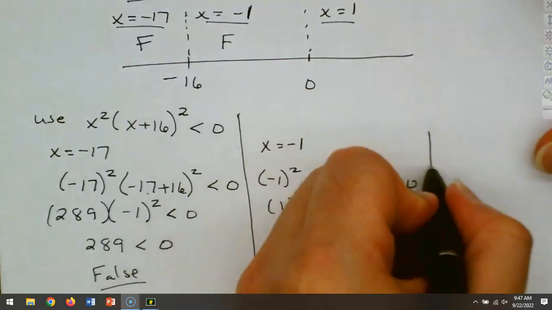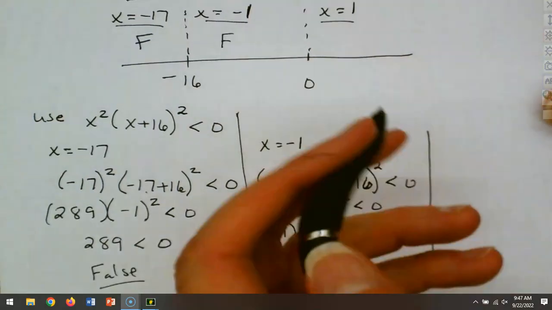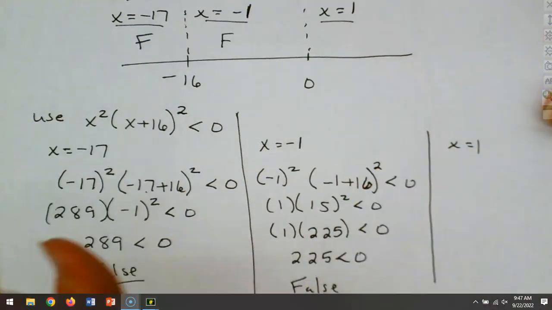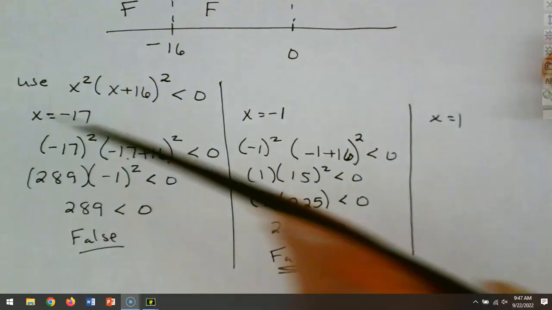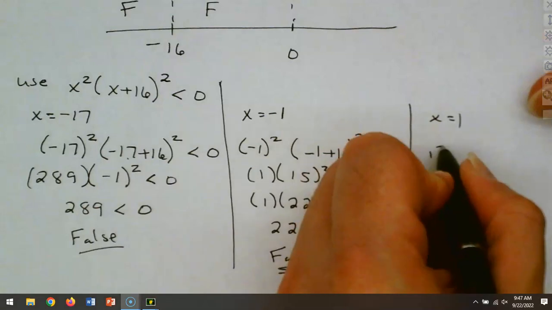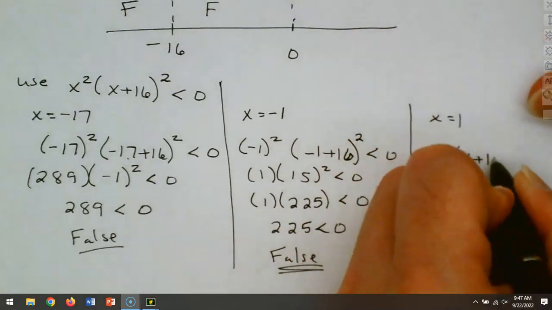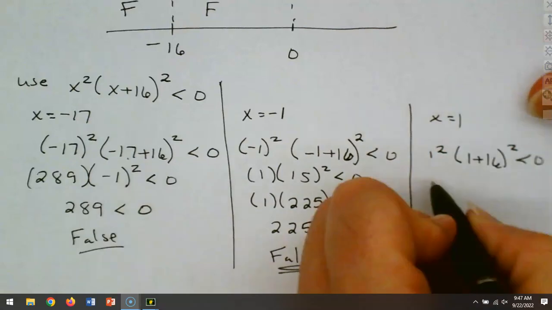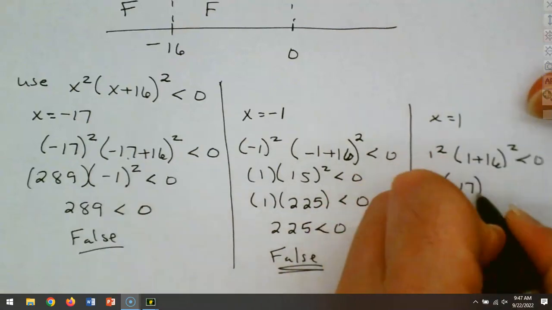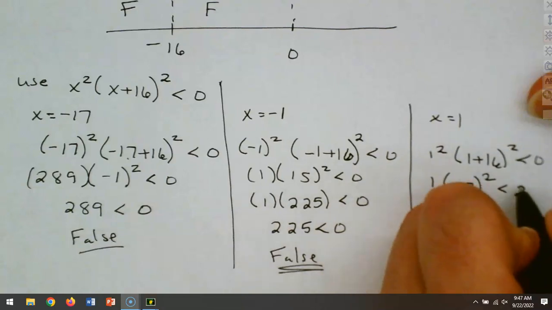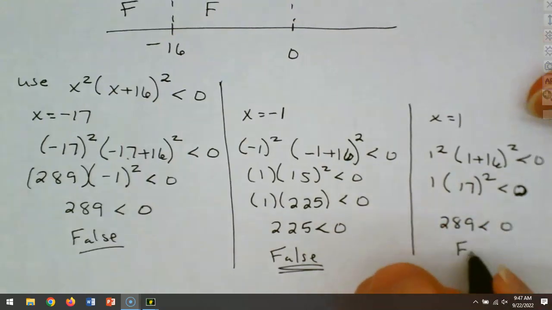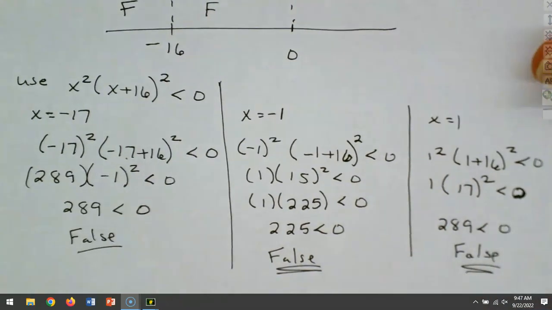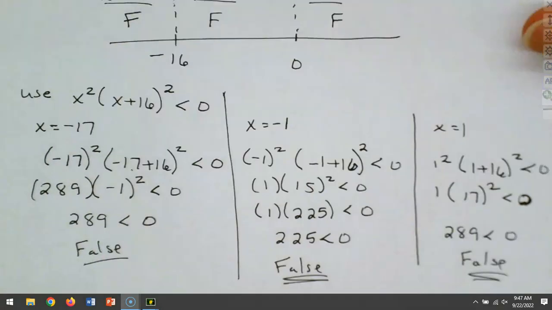And our last one. Okay, last one we're going to check is 1. It should also be false, because this should be no solution, because we square negatives and they become positives. So if we plug in the 1, we have 1 squared times (1 plus 16) squared. So that's 1 times 17 squared. And 17 squared is 289. And 289 is not smaller than 0. So that makes that false.